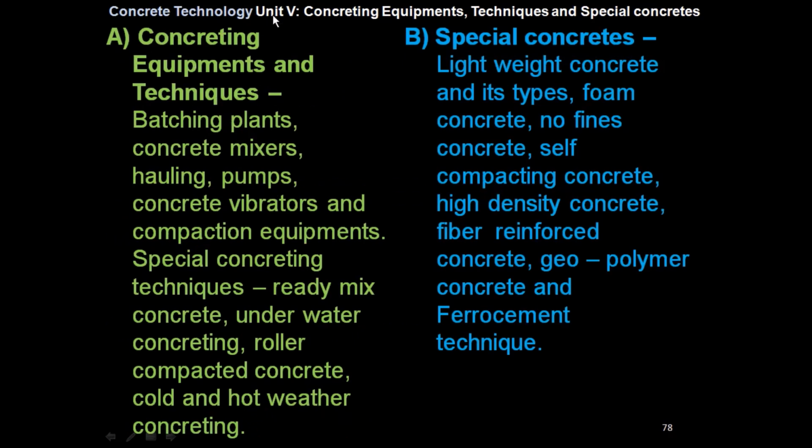So this is the syllabus of unit number 5, concreting equipment, techniques and special concrete. Concreting equipment and techniques: batching plant, concrete mixer, hauling pumps, concrete vibrators and compaction equipment, special concreting techniques, ready mix concrete, underwater concreting, roller compacted concrete, cold and hot weather concreting. It also includes part B, special concretes, which includes lightweight concrete and its types, foam concrete, no fine concrete, self compacting concrete, high density concrete, fiber reinforced concrete, geopolymer concrete and ferrocement technique.